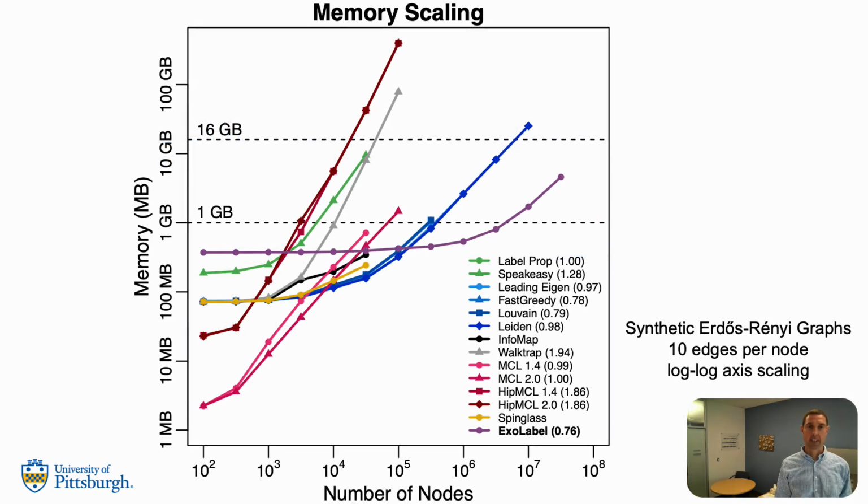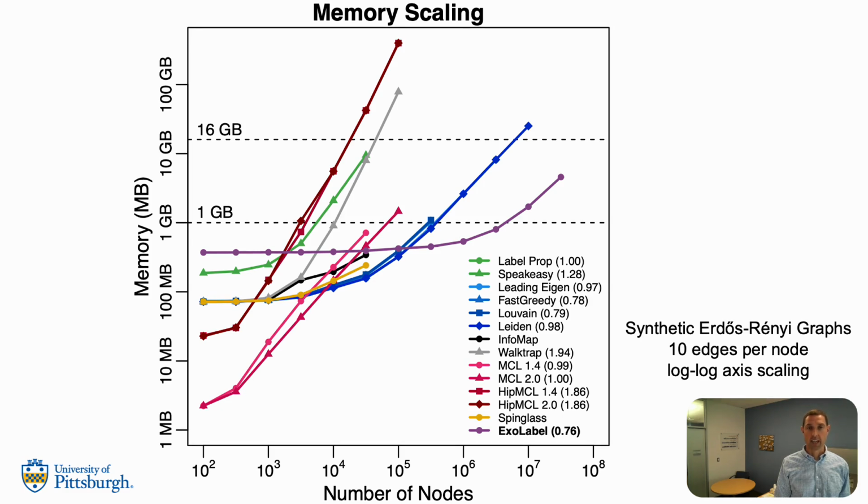An example of ExoLabel's excellent memory scaling is shown here. What you're looking at is a log-log plot of the amount of memory used versus the number of nodes in the network. And these are for synthetic random networks with 10 edges per node. As I mentioned previously, ExoLabel's scaling is approximately linear with the number of nodes. And that's true for several of these algorithms, but some of them have quadratic scaling.